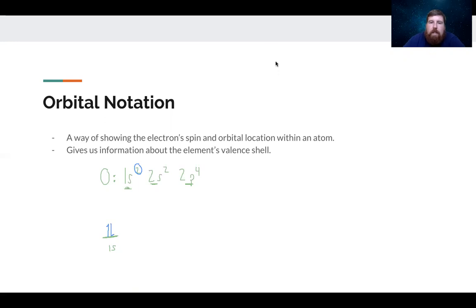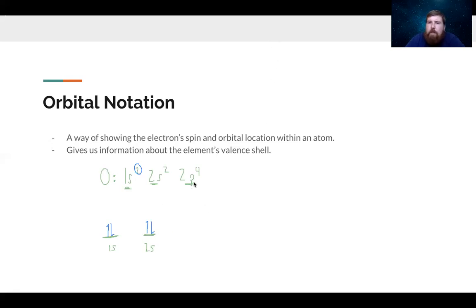We have the next set of orbitals here, the 2s electrons. We know that for every energy level, there's one s orbital, and so that's going to be the 2s orbital. And there are also two electrons within this orbital. One's going to be spin up, the other is going to be spin down. So we have an arrow up and an arrow down.